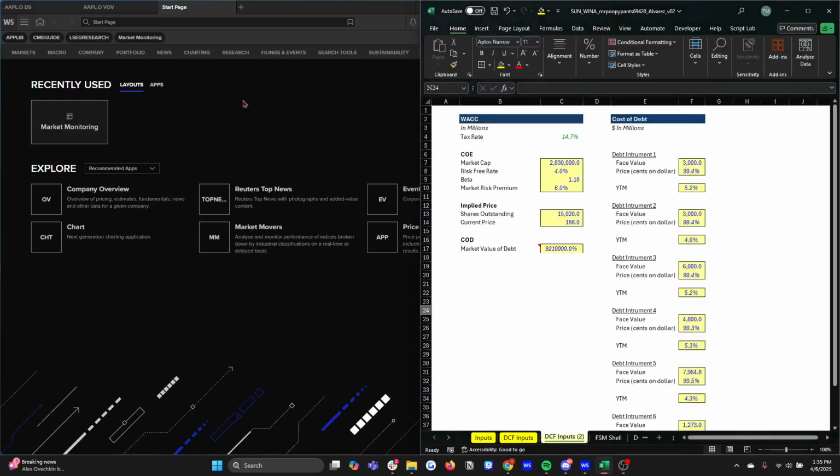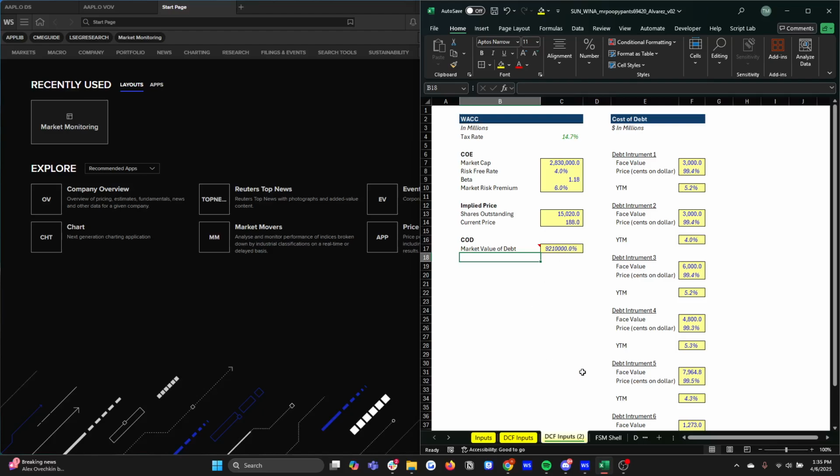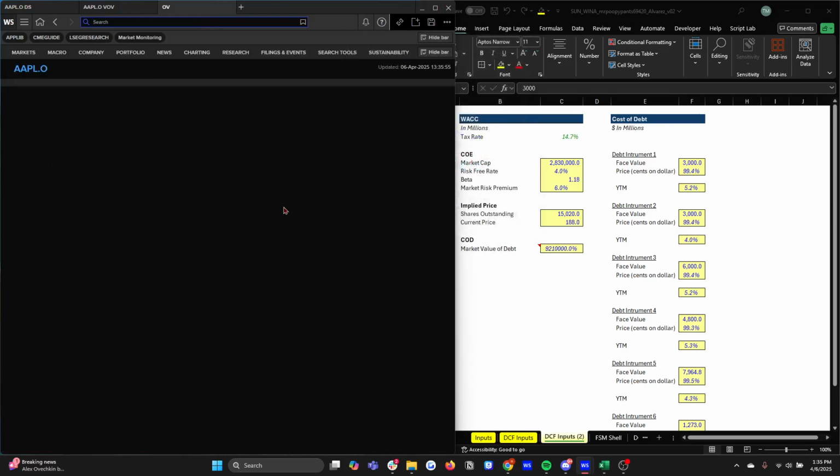All right, so this is a short tutorial on HBS on how to get these numbers for your cost of debt. So we're going to start by looking up your company. My example company is going to be Apple.